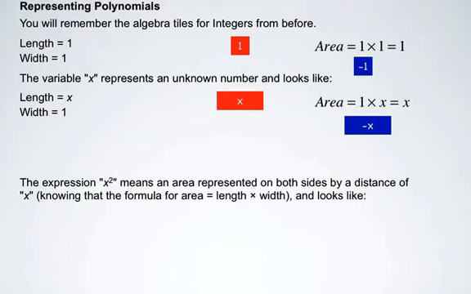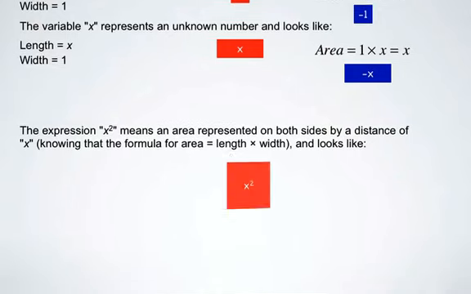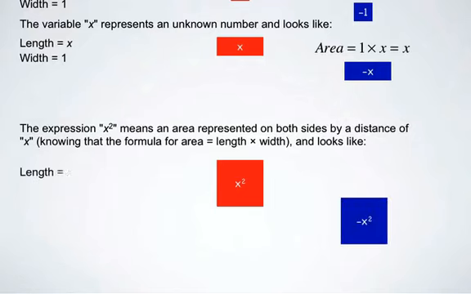So now the expression x squared means an area represented on both sides by a distance of x. So the length is x, the width is x, so the area becomes x times x, or x squared. And still, red is positive, blue is negative.